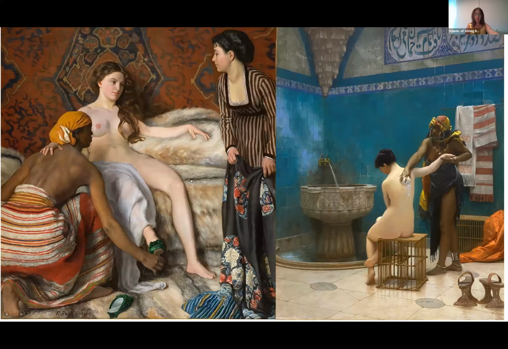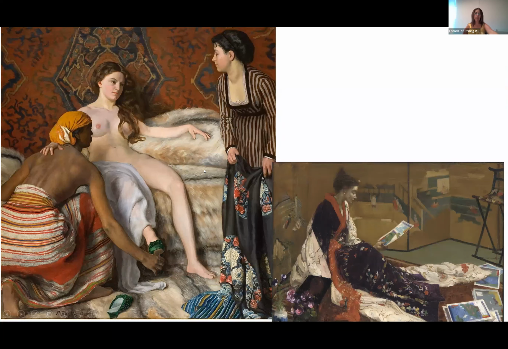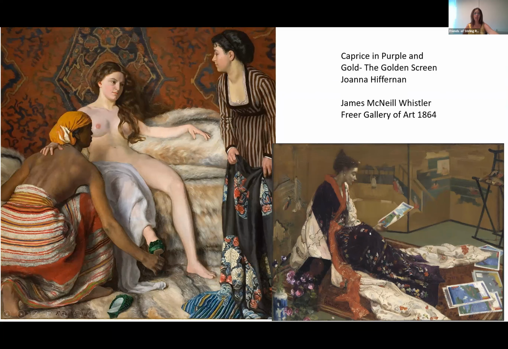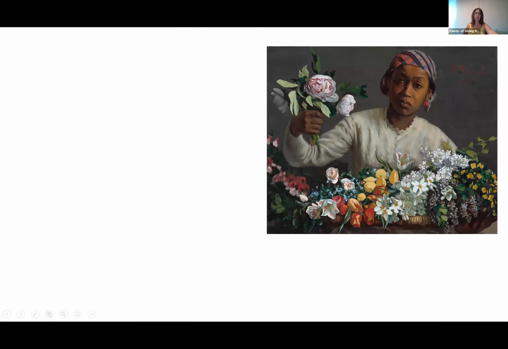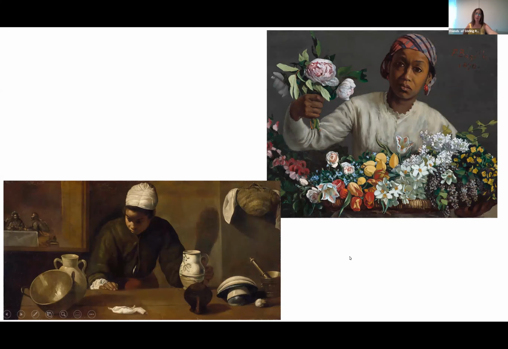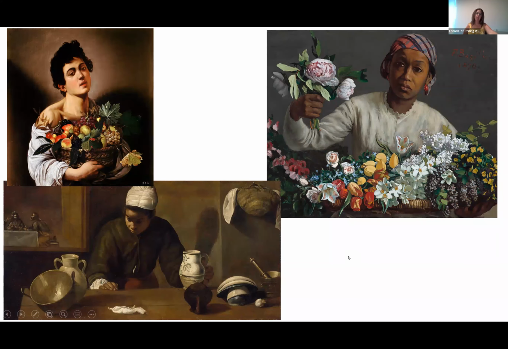combination of Orientalism, which we see here, a painting by Gérôme on the right-hand side, and a painting by Bazille on the left-hand side. Also here we have another artist, Whistler, who was also inspired by Japonism or this Orientalism that was fashionable at the time. Bazille had this combination of styles and was very influenced and inspired by Velázquez as well, and other artists like Caravaggio, as you can see here.